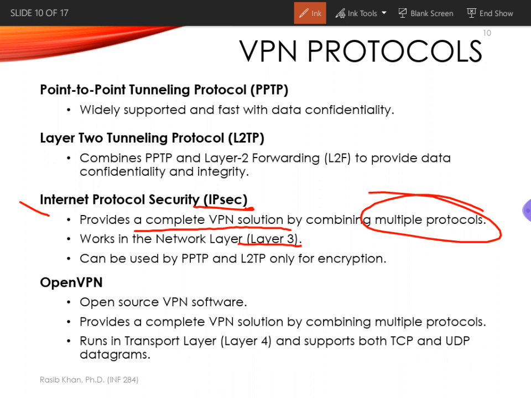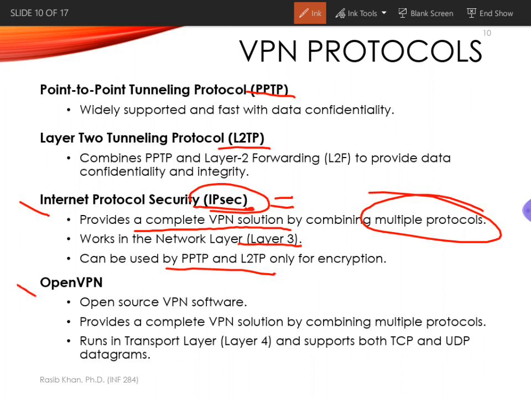And IPsec can be used by both point-to-point tunneling protocol and layer 2 tunneling protocol. So both of these earlier protocols that we just talked about can use IPsec as their layer 3 component, because IPsec is a much more concrete protocol with a combination of multiple protocols working together.